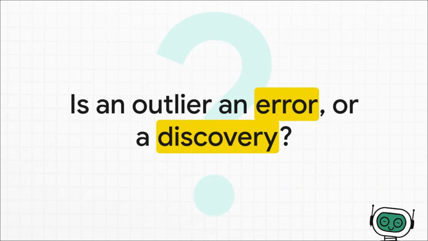So I'll leave you with this thought. Is an outlier always a mistake? Or could it be the most important discovery in your entire dataset? Sometimes it's a typo, but other times it's the sign of fraud, a scientific breakthrough, the one thing you were actually looking for. So the key isn't just to eliminate them, it's to understand them.